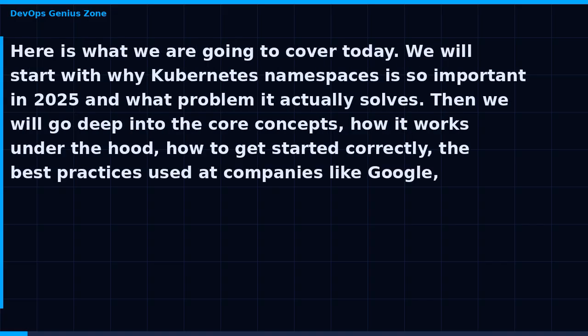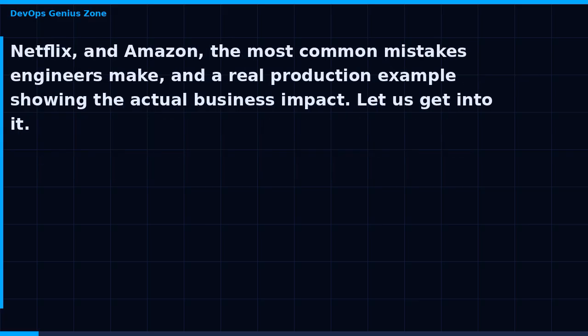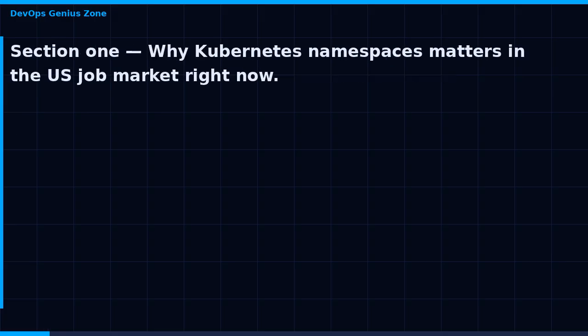Here is what we are going to cover today. We will start with why Kubernetes namespaces is so important in 2025 and what problem it actually solves. Then we will go deep into the core concepts, how it works under the hood, how to get started correctly, the best practices used at companies like Google, Netflix, and Amazon, the most common mistakes engineers make, and a real production example showing the actual business impact. Let us get into it.